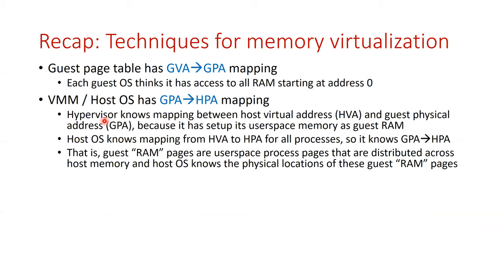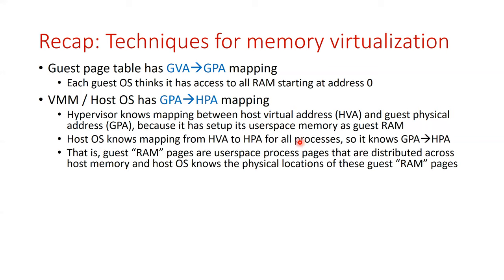The hypervisor is a user space process which allocates some memory, and it knows within its address space where this guest memory is located. It knows the host virtual addresses assigned to the guest RAM within its address space. The hypervisor knows this because it sets up this guest RAM as part of its user space memory. So the host virtual to guest physical addresses are known to the hypervisor, and the host virtual to host physical address mapping is known to the host OS. It knows this for all processes.